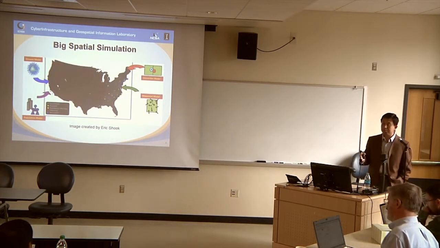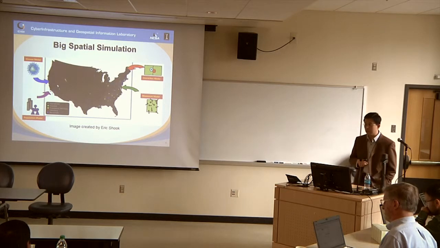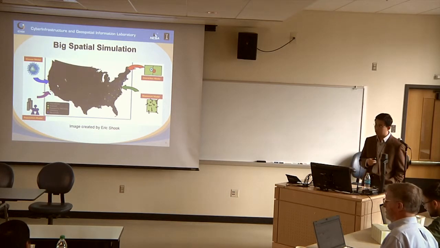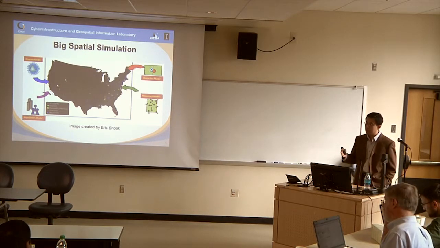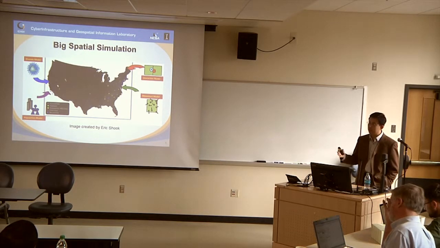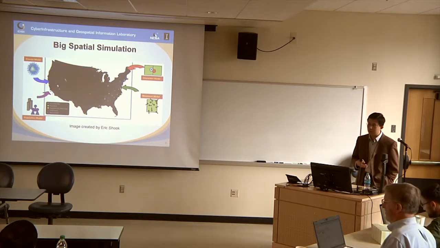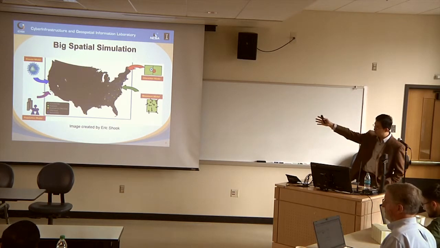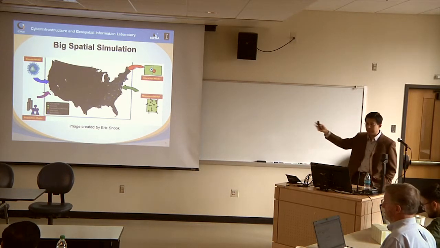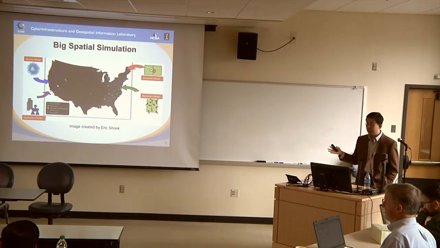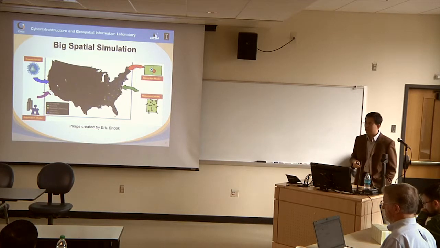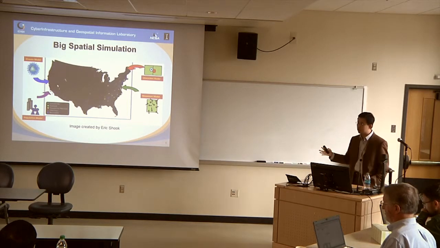Another kind of problem is a big spatial simulation. This is a picture created by Eric Shook. You heard his talk yesterday. And this is a simulation that combines big data and computing-intensive processes. In fact, you saw from the slide, there are population data sets, movement data sets associated with the model. And you learned this also from Li Yan's comments about coupled natural human systems and the dynamics, millions of agents moving about.